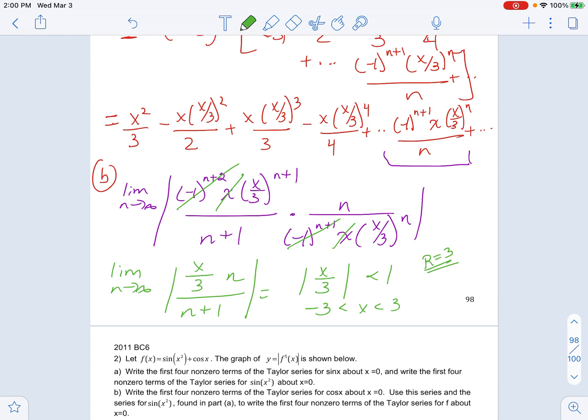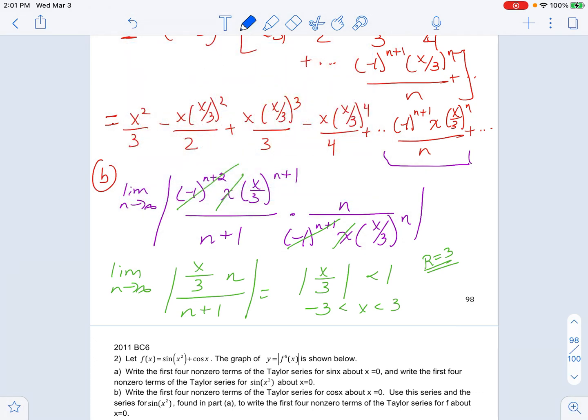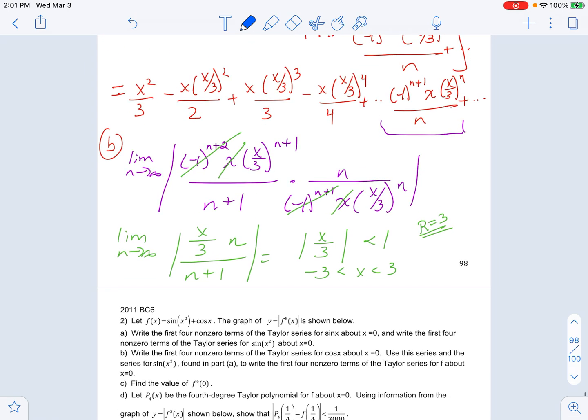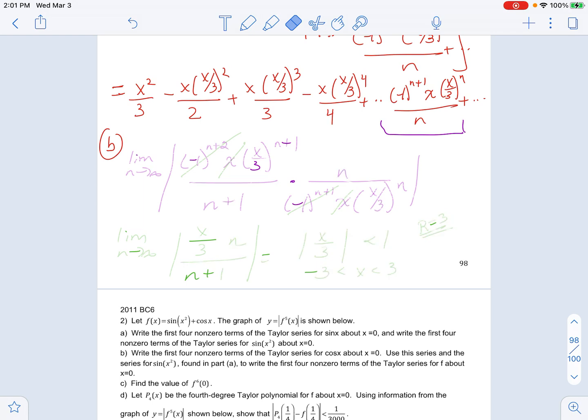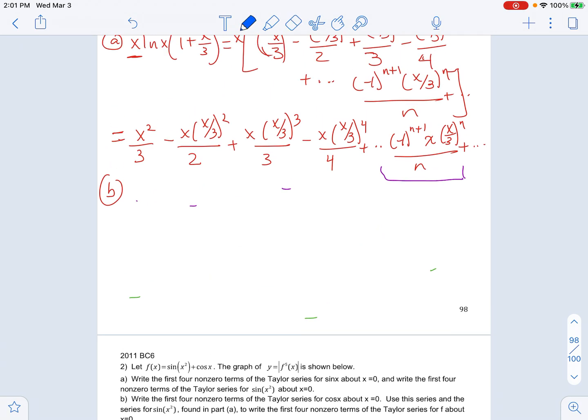But this is asking for the interval, so this is where we have to go ahead and check the endpoints. The way that we check our endpoints is we're going to check each one individually. Okay, I'm going to go ahead and erase what I've got here and do my endpoint analysis here. So I need to check -3 and 3. What we're going to do is take each endpoint and plug it back into the original sigma.